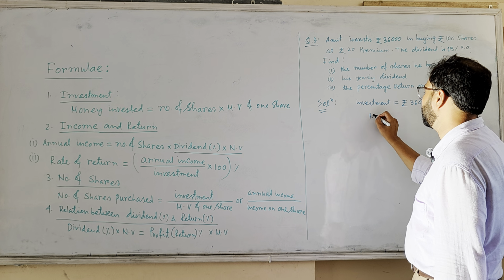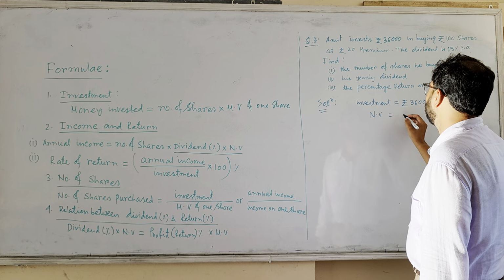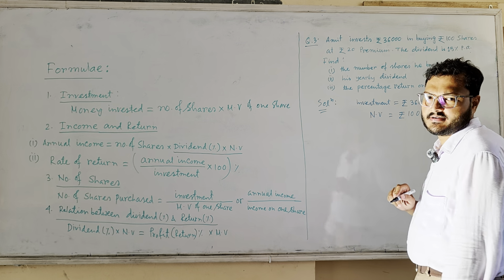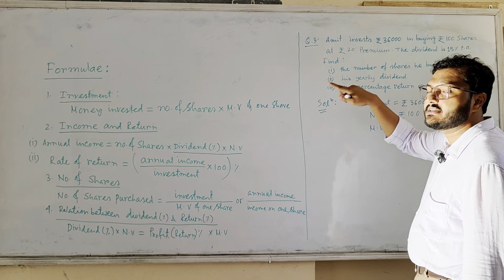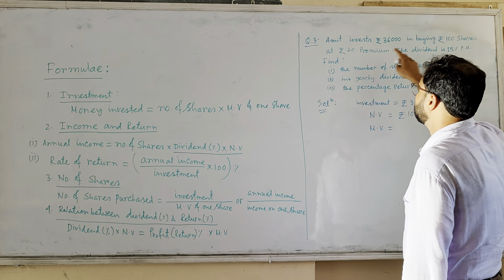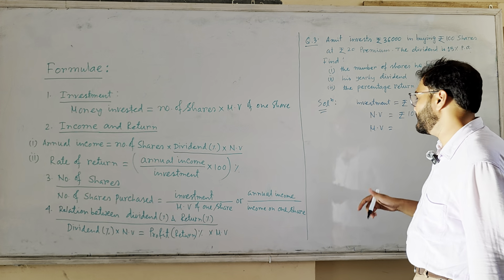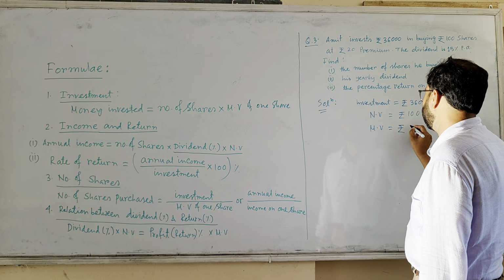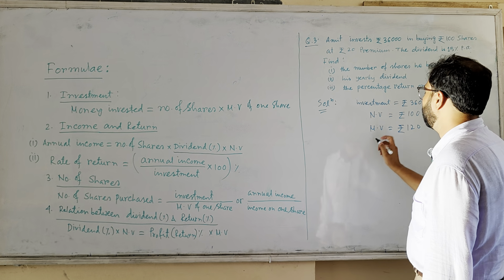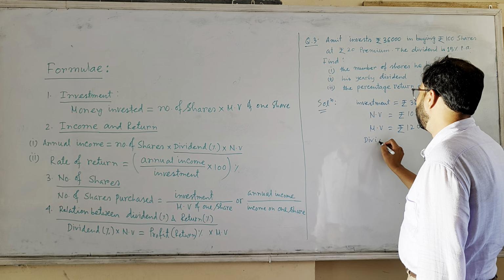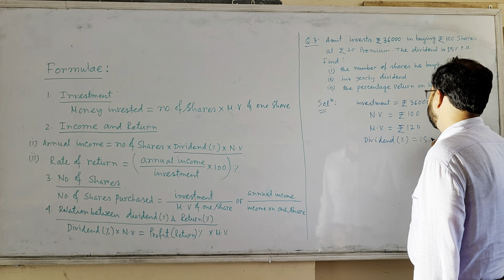What does it mean? This means the nominal value is given. The nominal value is rupees 100, and the market value is given, but not directly. They told shares at 20 rupees premium. What does it mean? It means the market value is 120 rupees. The dividend percentage is given, equal to 15%.